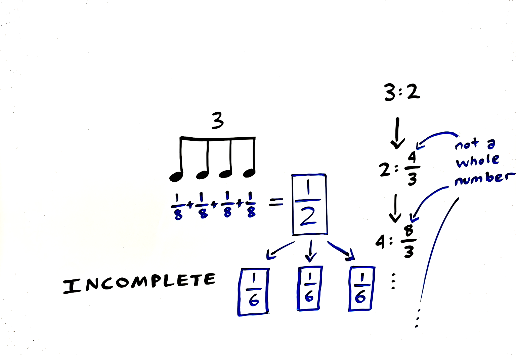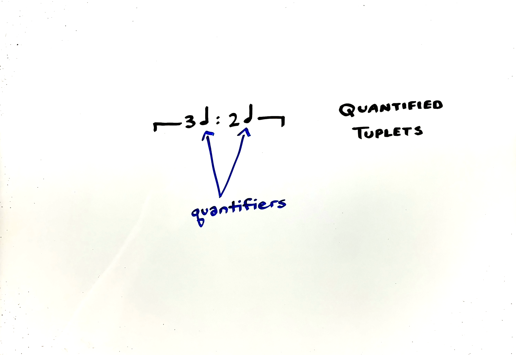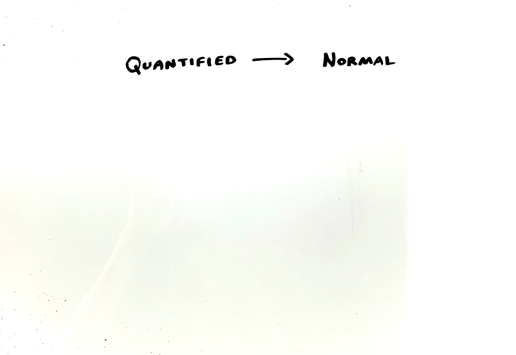Some people like to write miniature note values into the tuplet value. For example, like this. These are called quantified tuplets, and the miniature note values are called quantifiers. The reason for doing this goes back to the same idea we expressed earlier, where the colon really just stands for the phrase, in the place of.